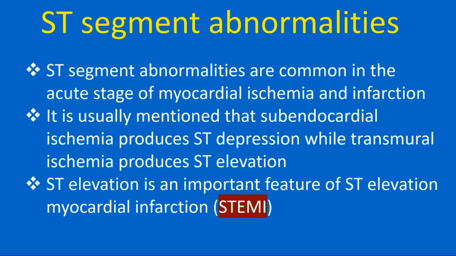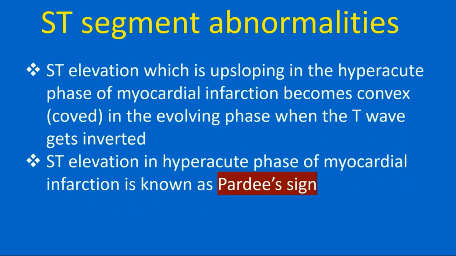ST segment abnormalities are common in the acute stage of myocardial ischemia and infarction. It is usually mentioned that subendocardial ischemia produces ST depression, while transmural ischemia produces ST elevation. ST elevation is an important feature of ST elevation myocardial infarction or STEMI. ST elevation, which is upsloping in the hyperacute phase of myocardial infarction, becomes convex, curved in the evolving phase when the T waves get inverted. ST elevation in hyperacute phase of myocardial infarction is known as Paddy's sign.